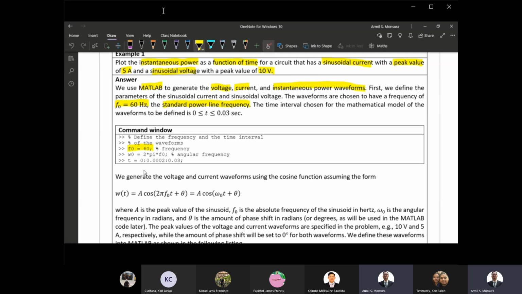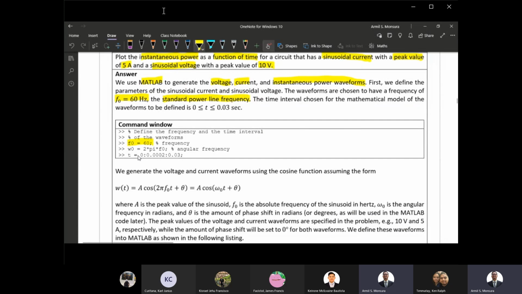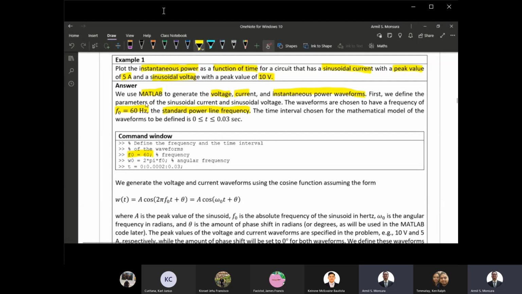And let us also compute for what we call the angular frequency. So this frequency here, yung f of 0 equals 60 hertz, gives the number of cycles per second. But we have also what we call yung angular frequency, omega O, which is defined as 2 pi F0. And 2 pi F0 gives the radians per second.